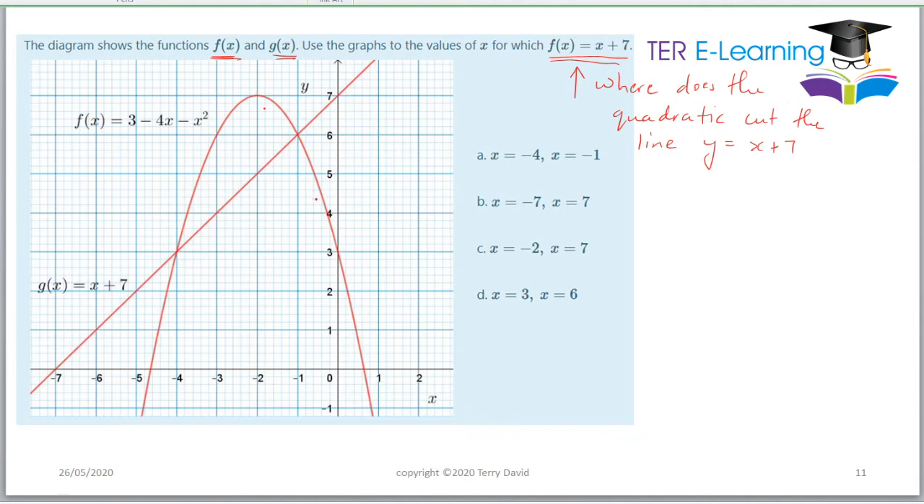That's all it's asking. So if you look at the diagram, it cuts at this point here, and it cuts at this point here, right? So these values correspond to minus 4, and it also corresponds to minus 1. So the answer has to be x equal minus 4 and x equal minus 1, right? So therefore, the answer in this case here is E. All right? So next one.